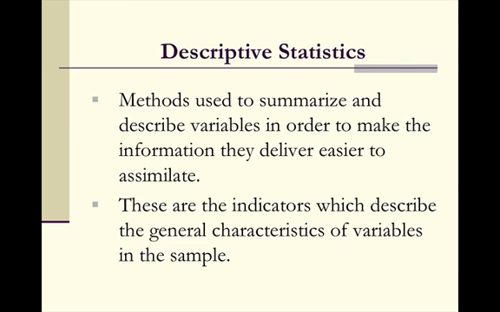Descriptive statistics is basically using numbers to describe what you're talking about. It's methods used to summarize and describe variables, which is what you study, in order to make the information they deliver easier to assimilate or understand. Descriptive stats are the indicators which describe the general characteristics of variables in the samples.